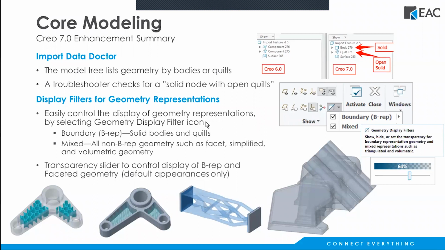There's also some display things that have been added, and it's a way of making things transparent based on the type of geometry it is. So if you have solid or surface geometry, that would be considered a boundary or B-rep, right? Boundary representation. And we can turn those more transparent or less with this little slider bar that we see here. And then anything that isn't a solid or a surface model can be changed from its transparency based on that type.